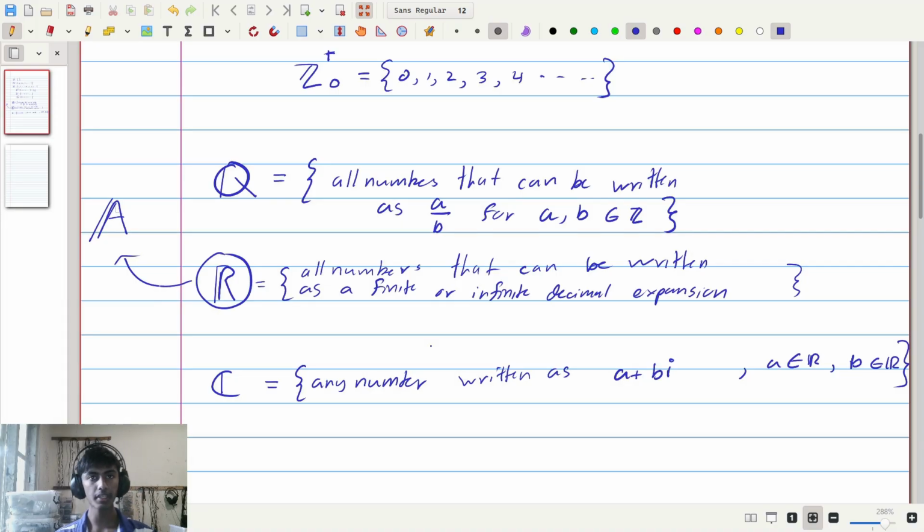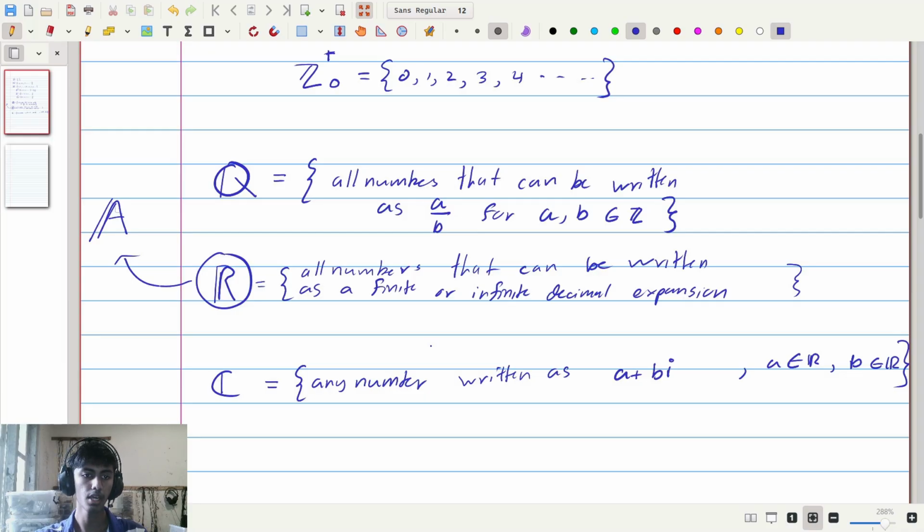There are some numbers that cannot be written as solutions to polynomial equations. For example, pi. Pi is what we call a transcendental number, which means it cannot be written as the solution to something of the form ax to the n plus bx to the n minus 1 plus cx to the n minus 2 and so on, until the constant term.